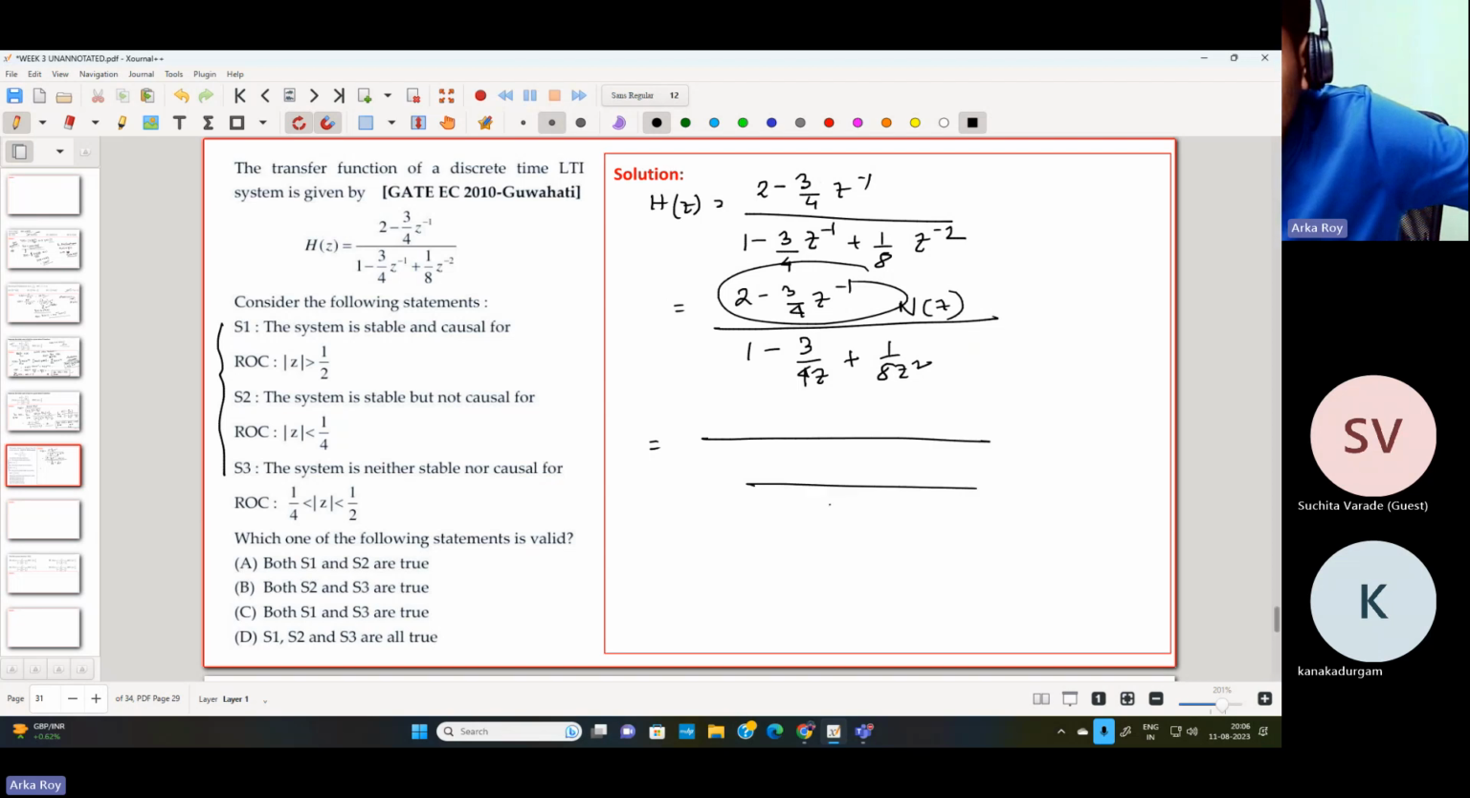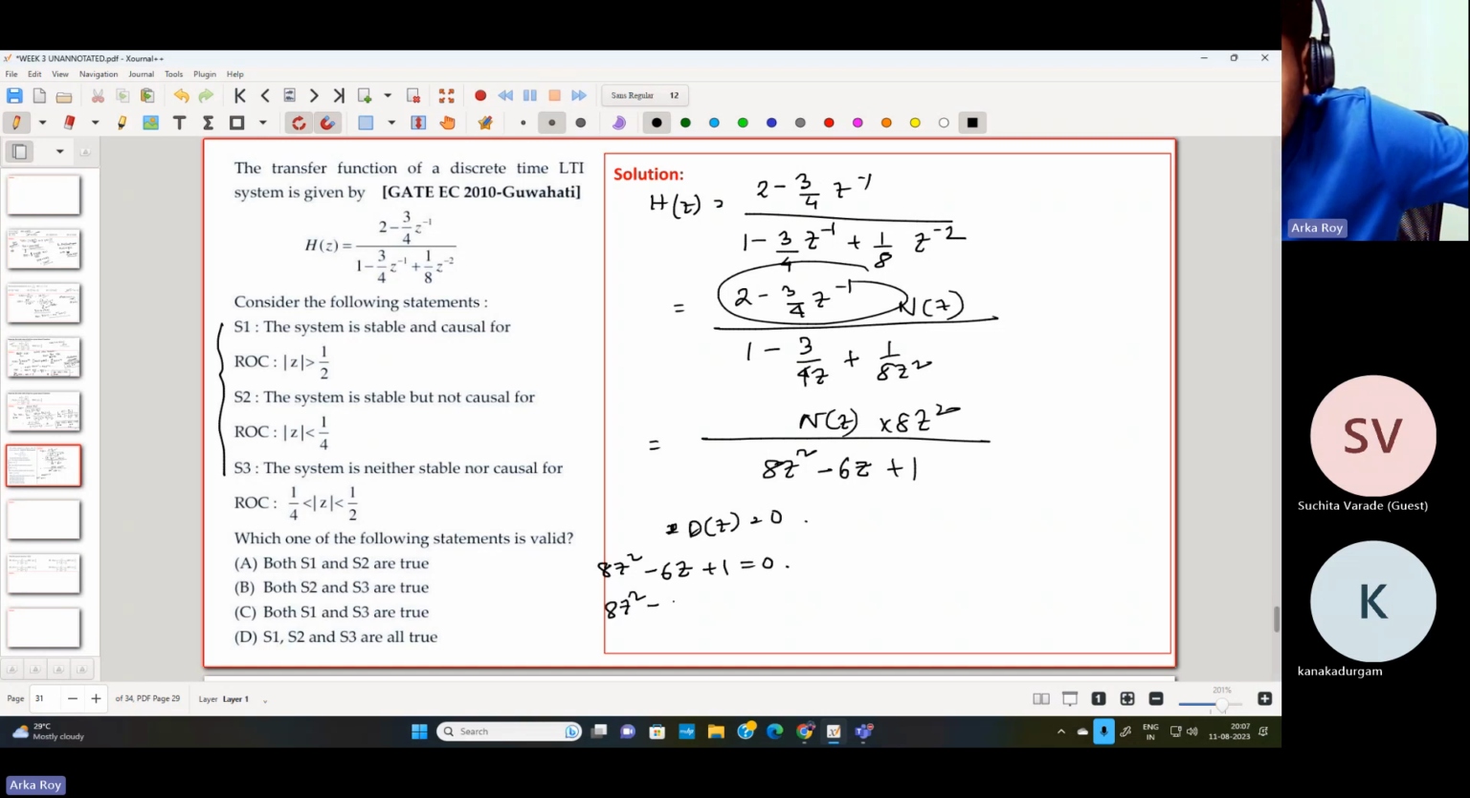So this will be 8z square minus 6z plus 1, and this is nz, and this will go up. So 8z square will be multiplied in the numerator. Let me find the poles then. So this will be dz equals 0. So 8z square minus 6z plus 1 equals 0.